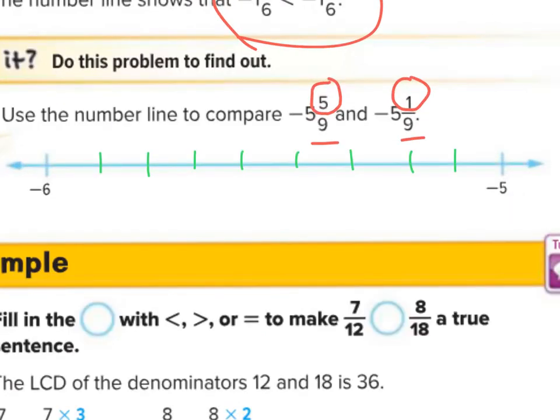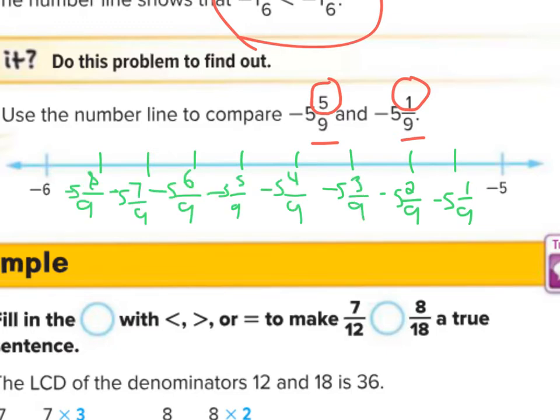Okay, I hope you paused the video and tried it on your own. First thing I've done is I divided my whole from negative 5 to negative 6 into 9 parts. So I have 1, 2, 3, 4, 5, 6, 7, 8, 9. That would mean that this number here is negative 5 and 1/9. This one here would be negative 5 and 2/9. This one would be negative 5 and 3/9.